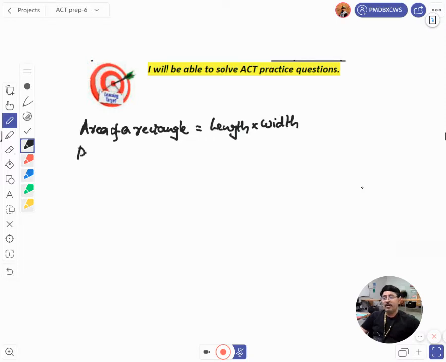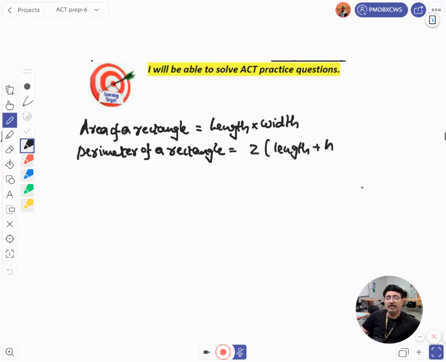Next, perimeter of a rectangle. You know, these rules you learned earlier, I just thought of brushing up once. Twice length times width. And also, we'll deal with some questions on square.